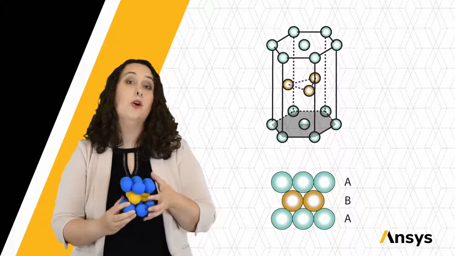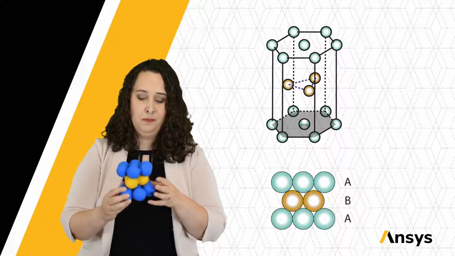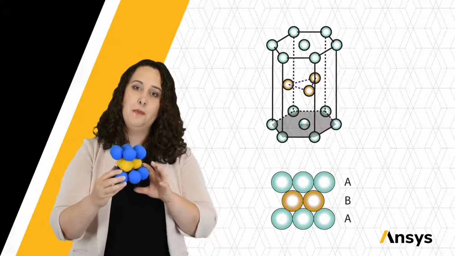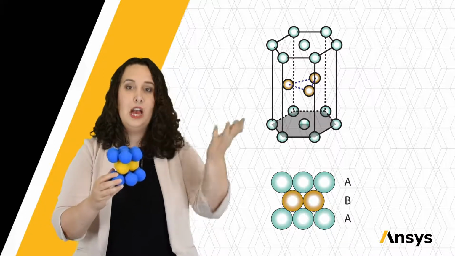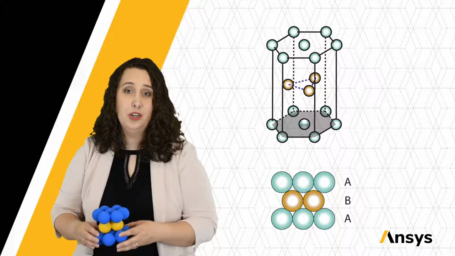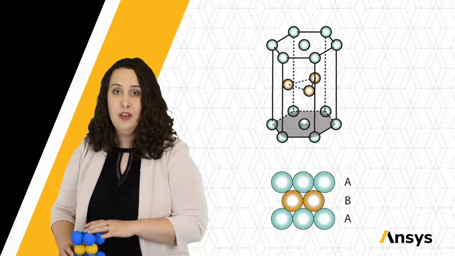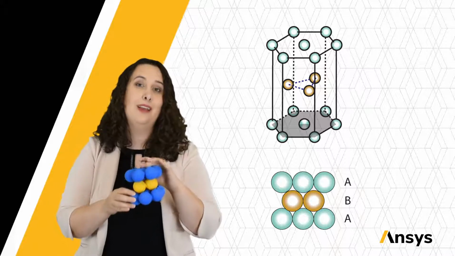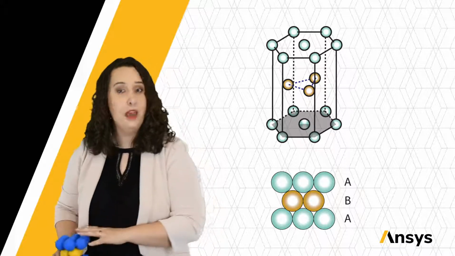Now, this is called AB stacking. I have layer A, layer B, layer A, B, and it continues. HCP has an atomic packing fraction of 0.74. That means 74% of my hexagonal prism is filled with atoms.